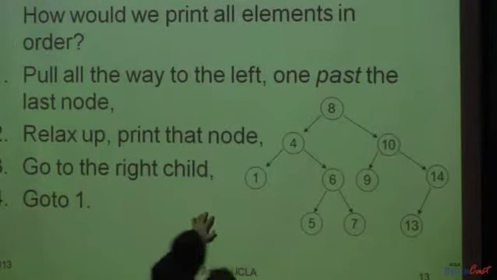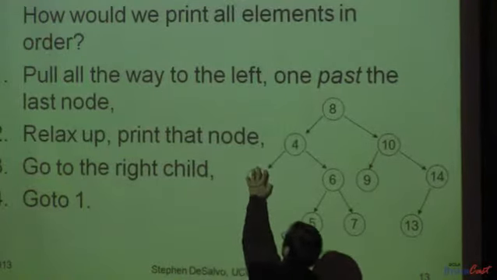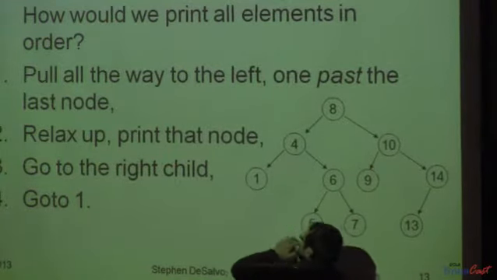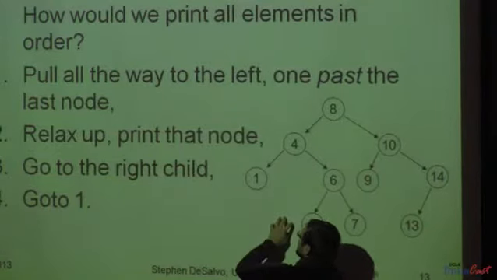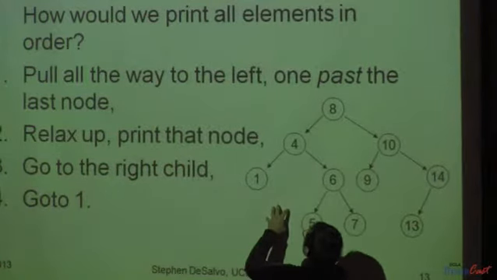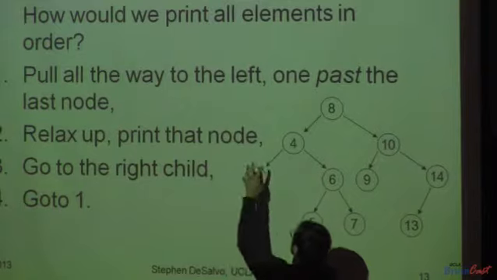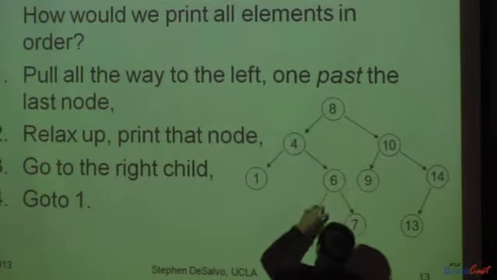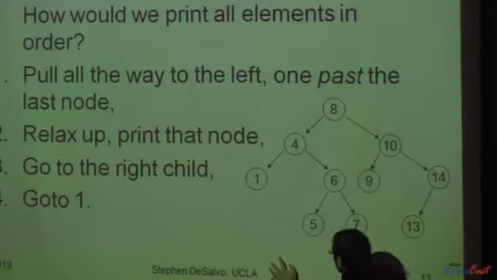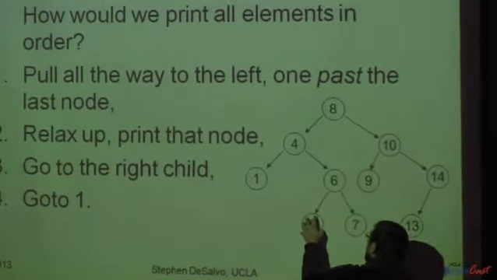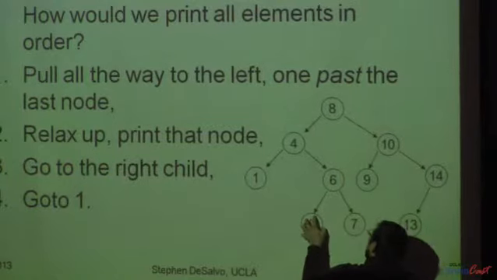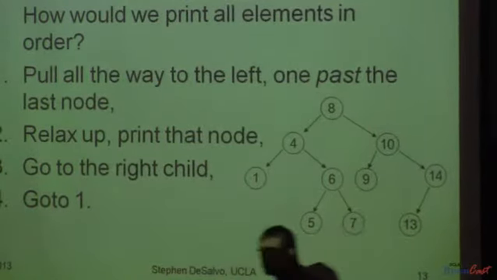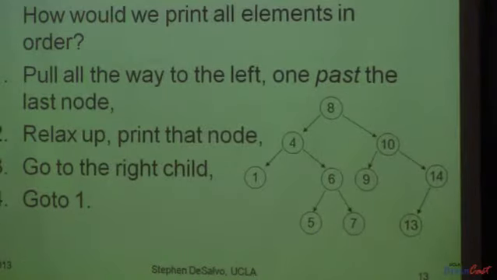Relax up, print that node, go to the right child. If there is no right child, then you go to the right child and then go left. Pull all the way to the left, there is nothing, you exit out of that, then this guy here relaxes up, prints that node, goes to the right, goes all the way to the left, relaxes up, prints that, there's nothing to relax up to, then this guy relaxes up, goes to the right, and then the process continues. Okay, so that was the key difference there.